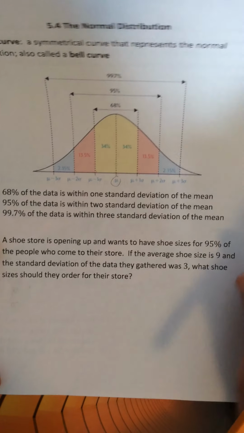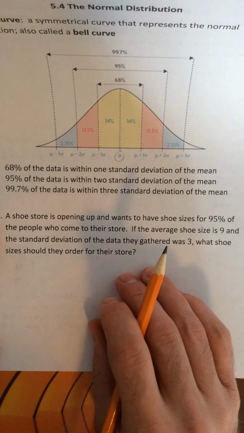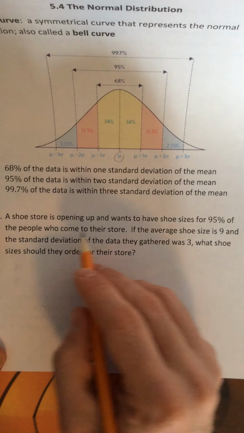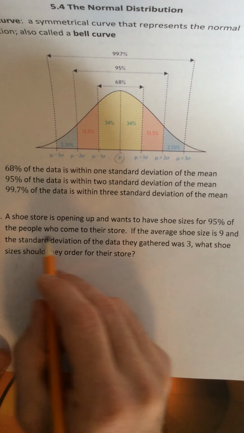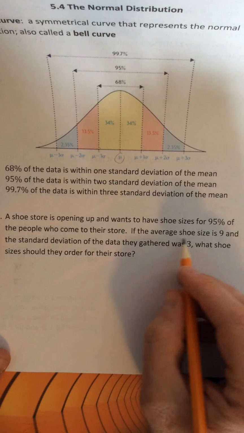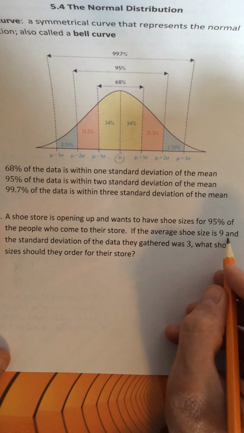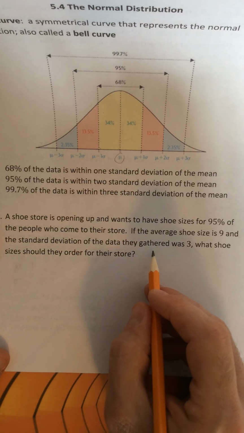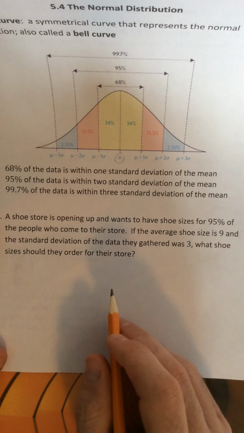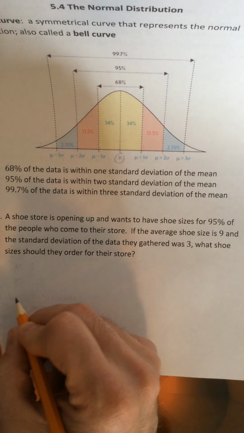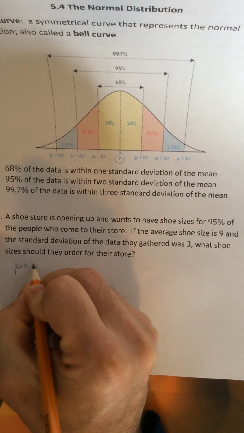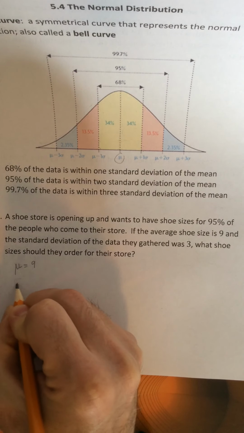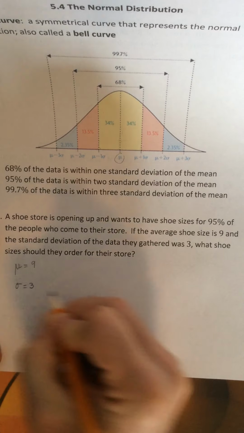So if we look at a situation where we're going to use this normal curve, a shoe store is opening up and wants to have shoe sizes for 95% of the people who come to the store. If the average shoe size is 9 and the standard deviation of the data they gathered was 3, what shoe sizes should they order? So what we found from this data is that the mean is equal to 9 and the standard deviation is equal to 3.